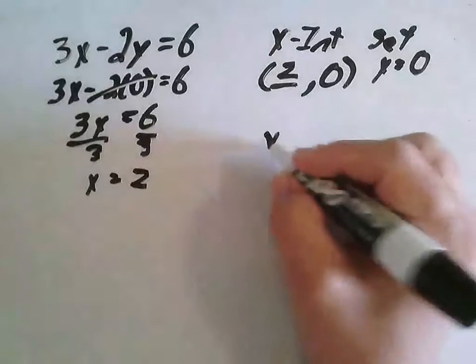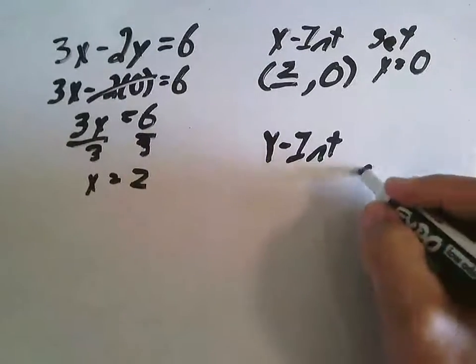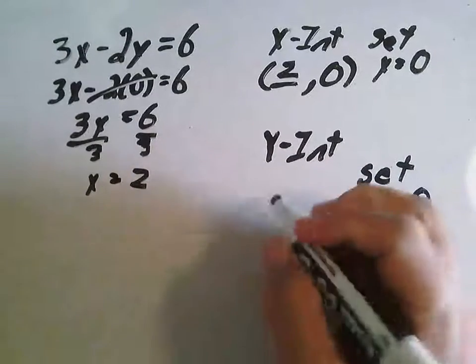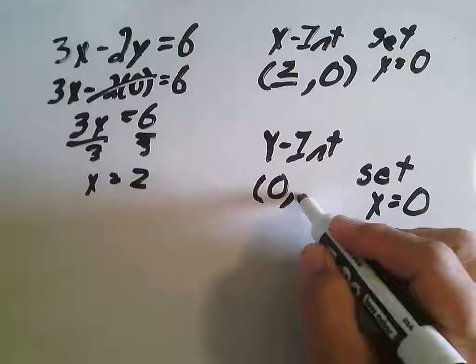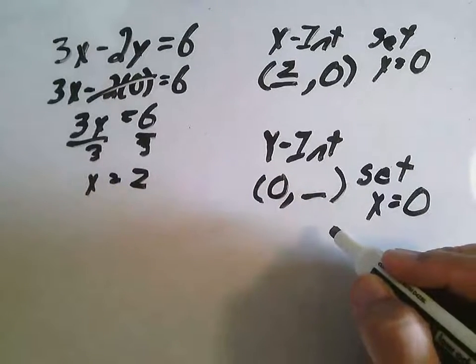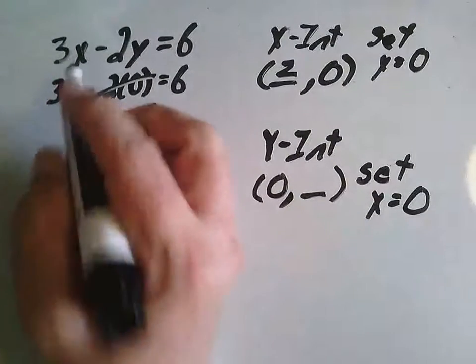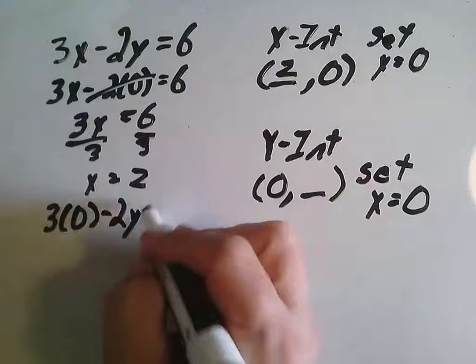Now, if I'm trying to figure out for this same equation what my y-intercept is going to be, the only thing that is different is I do the opposite. That means I need to set x equal to 0. So for this ordered pair, I know that the x would be equal to 0 because that's on the left. And I'm trying to determine what the y is. So once again, substitute that in. x is equal to 0. So that's going to be 3 times 0 minus 2y is equal to 6.